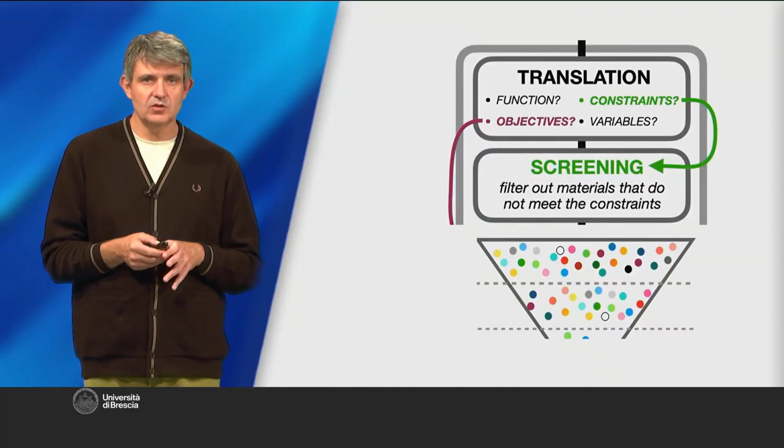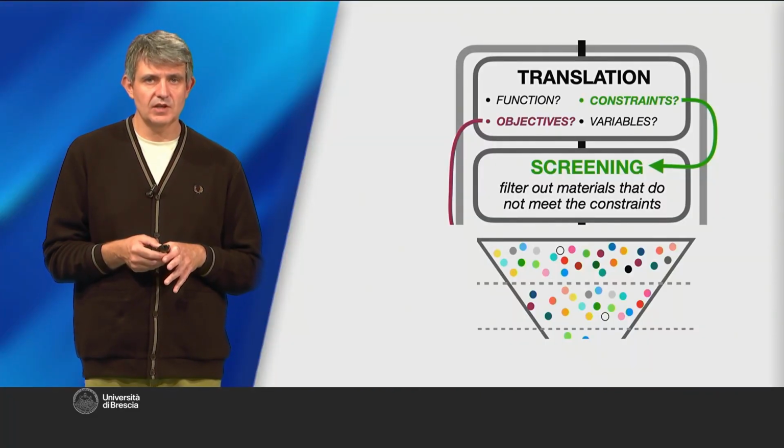Let's talk about the first of these phases, namely the filtering or screening of materials. This phase is based on the constraints specified in the project translation. From the entire pool of materials, those candidates that cannot perform the required function will be eliminated, because one or more properties fall outside the imposed limits. Let's look at some examples of constraints and how these can be applied to material selection.